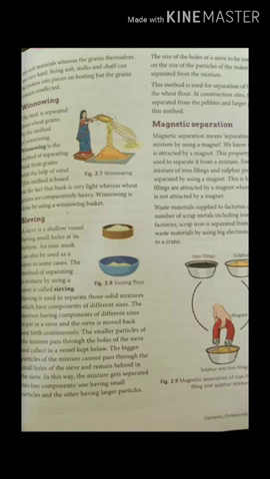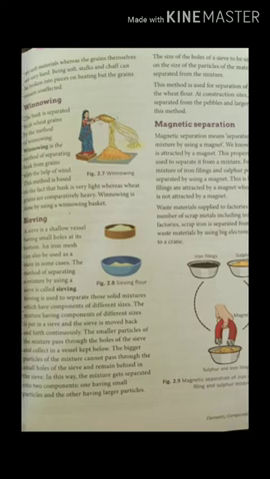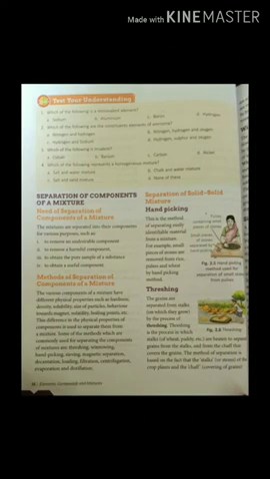Okay, so we have learned till now four different methods of separation of mixture. One is sublimation, second is magnetic separation, third is sieving, fourth is winnowing. Okay, so let's move to the next part.